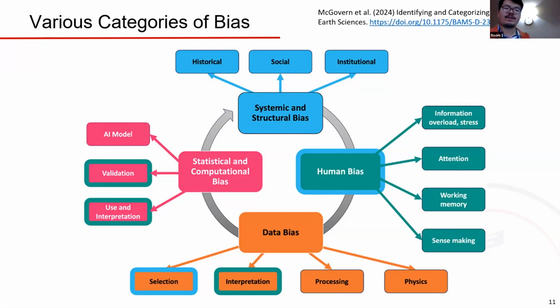And specifically talking about data bias, how we select the data, how we clean the data, and how we interpret and process the data can all lead to bias, and also just how we describe the data itself. And when we're talking about temperature, everyone can be talking about temperature in different ways.